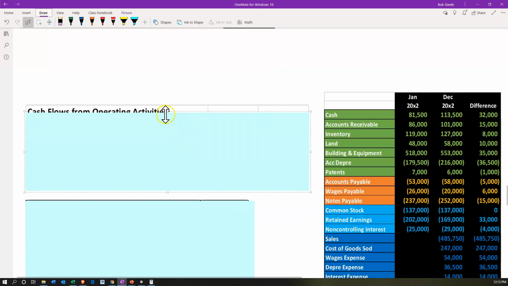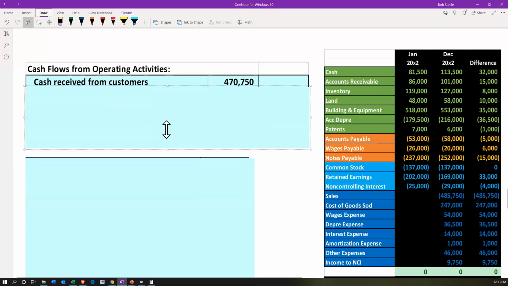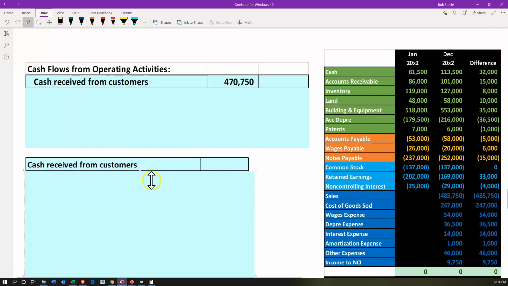So now let's go on down and do the same thing with the direct method. So we've got cash flows from the operating activities. What we're going to do now is take each line item of the income statement, and instead of taking net income and backing into the cash flows from operating activities, let's take each line item of the income statement and turn it into basically a cash basis method in essence.